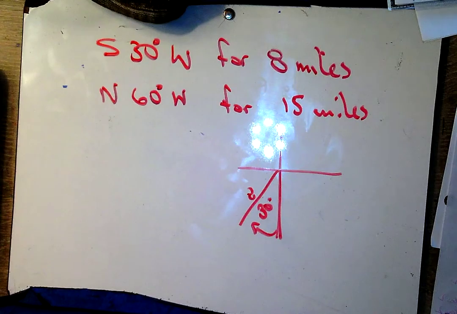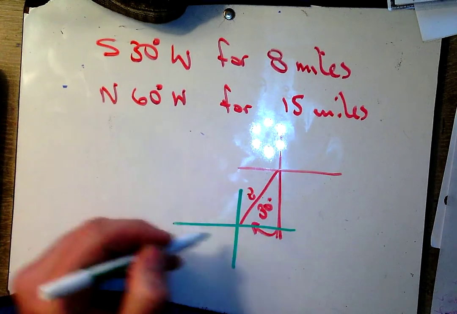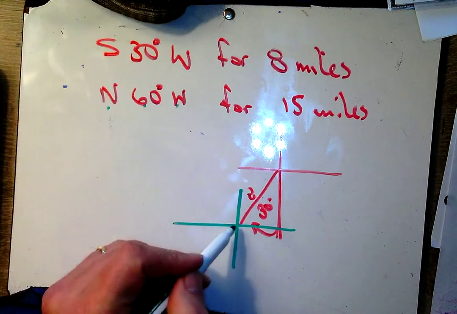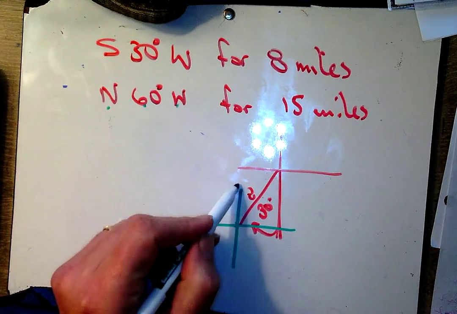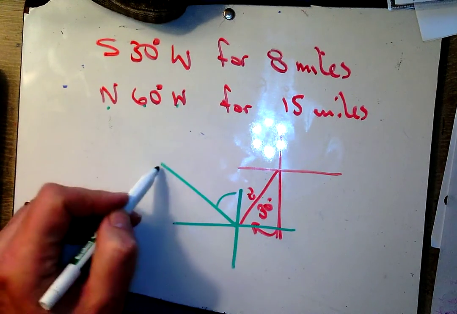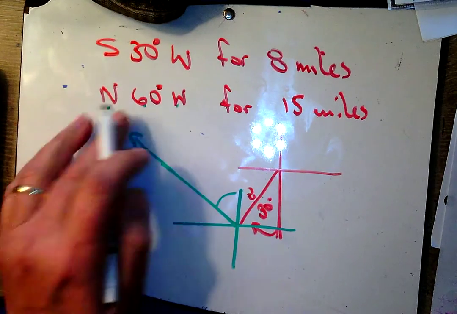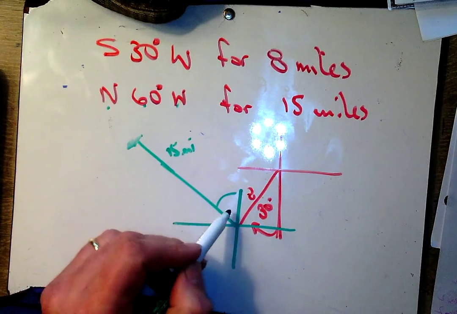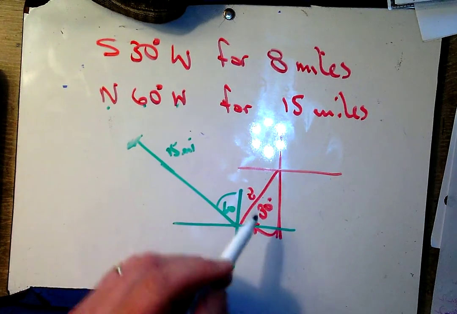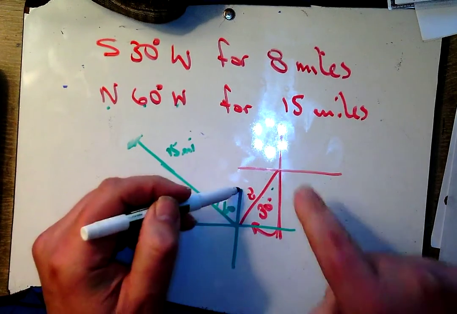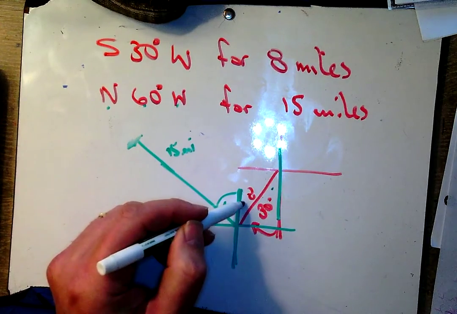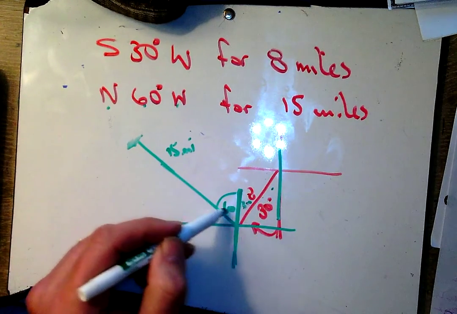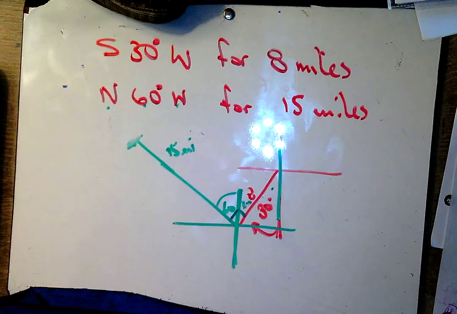And then for the second leg of the journey, I'm going north 60 west. North 60 west for 15 miles. That's 60. Now, this was 30. These lines are parallel, so this is 30. So there's my 90-degree angle that I expect.